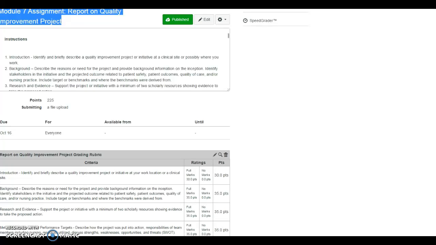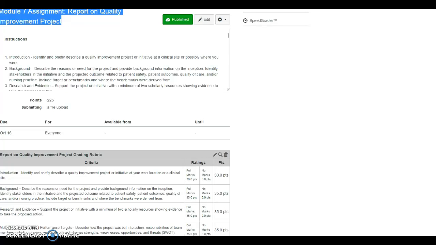Hello class. I'd like to make a short video to help you with your Module 7 assignment, Report on Quality Improvement Project. This assignment is worth 225 points, which is a good portion of your grade. So I want to make sure that you are successful and give you this information to help you be successful.